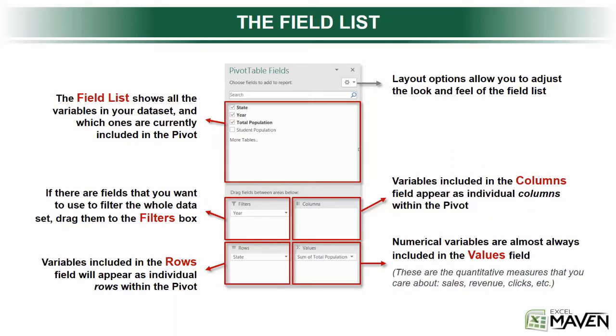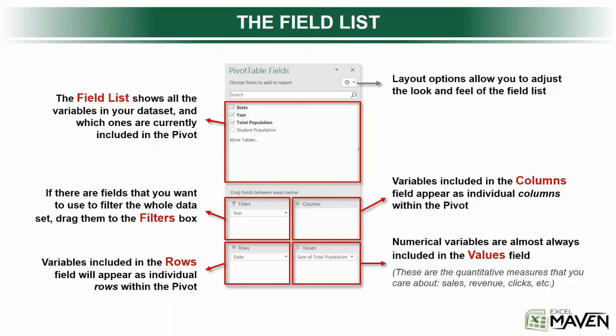Now there are 5 key sections of the field list to pay attention to. The first section on top lays out all of the columns available in your source data with check marks for any fields that are currently included somewhere in the pivot. In this case, we're looking at a simple data set containing only 4 fields, state, year, total population, and student population.